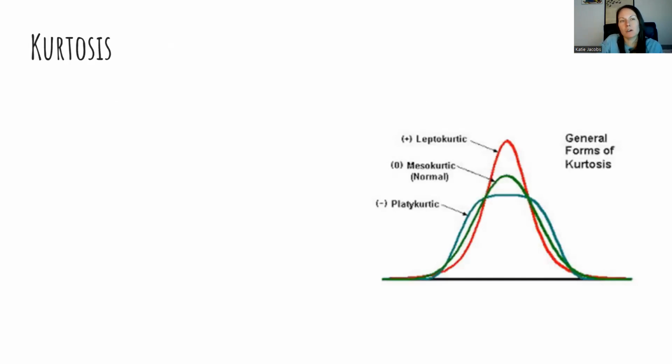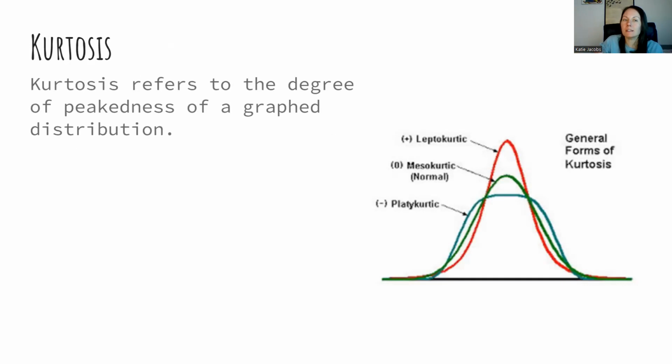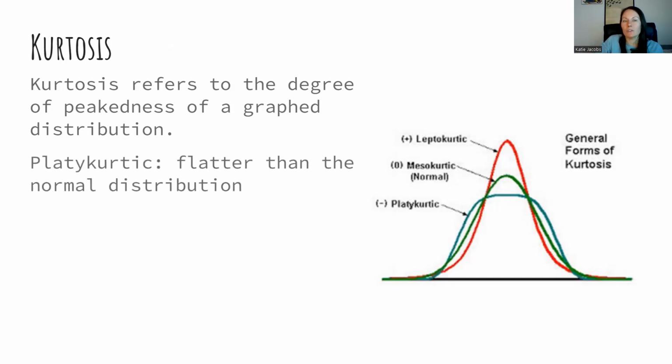Okay, so we can move on to kurtosis, which is our last measure of shape that we're going to learn in this unit. And we have 3 different types that we're going to learn. But kurtosis, if we're going to define it as a term, refers to the degree of how peaked a graph distribution is. Or another way to say it, we're looking at our distribution shape and seeing how pointy it is or how flat it is. And so we have 3 different types of this. I have a mnemonic for this as well. So if we have a platykurtic distribution, that means our distribution shape is flatter than the normal distribution.